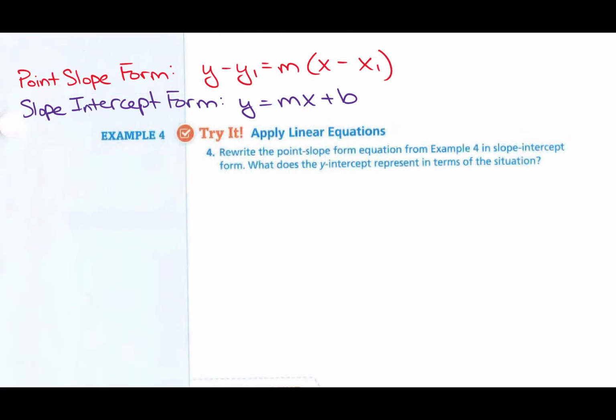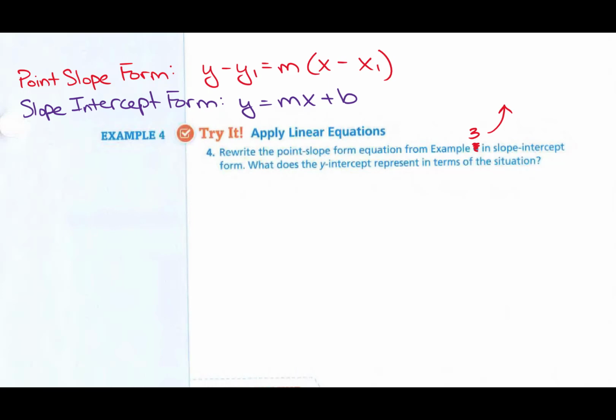Last example, example 4. Rewrite the point slope form equation from example 4. Actually, let's make this example 3. We'll use the one up above in slope-intercept form. So we want to rewrite the point slope form equation from example 3 into slope-intercept form. Then we'll answer, what does the y-intercept represent in terms of the situation?